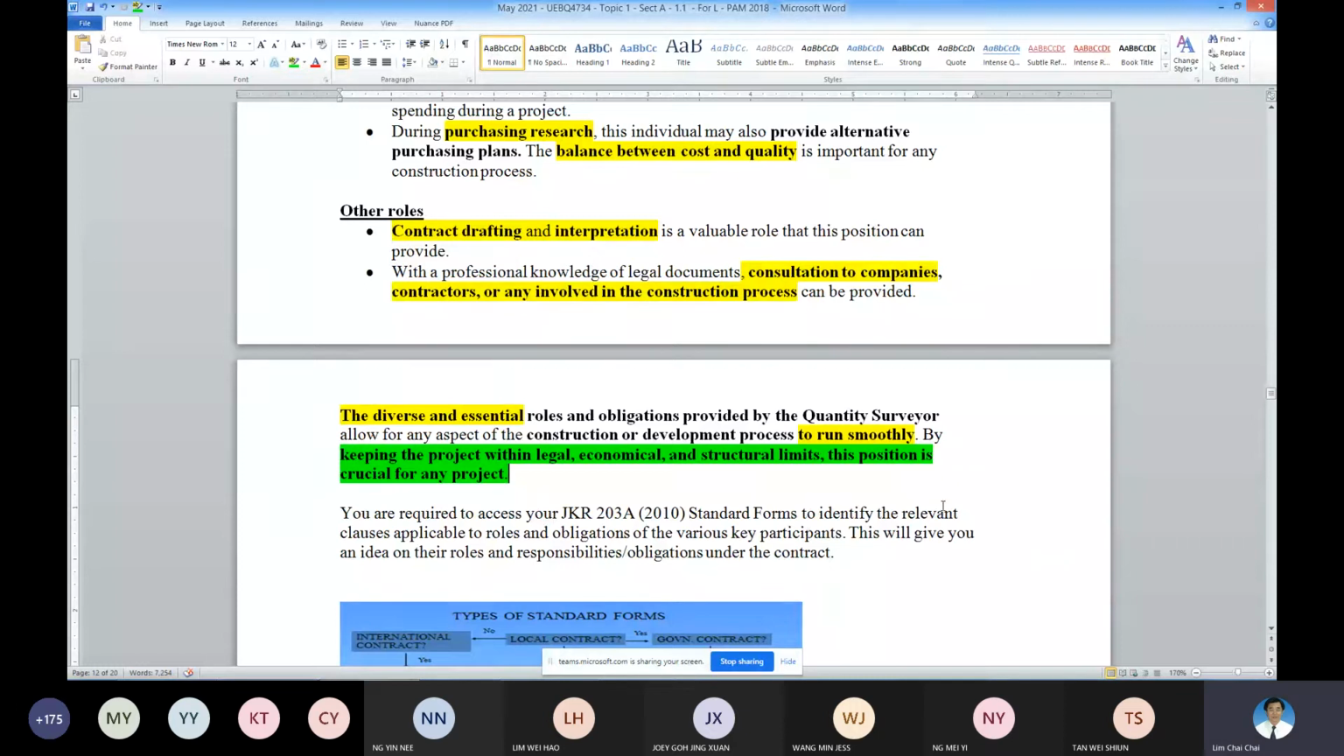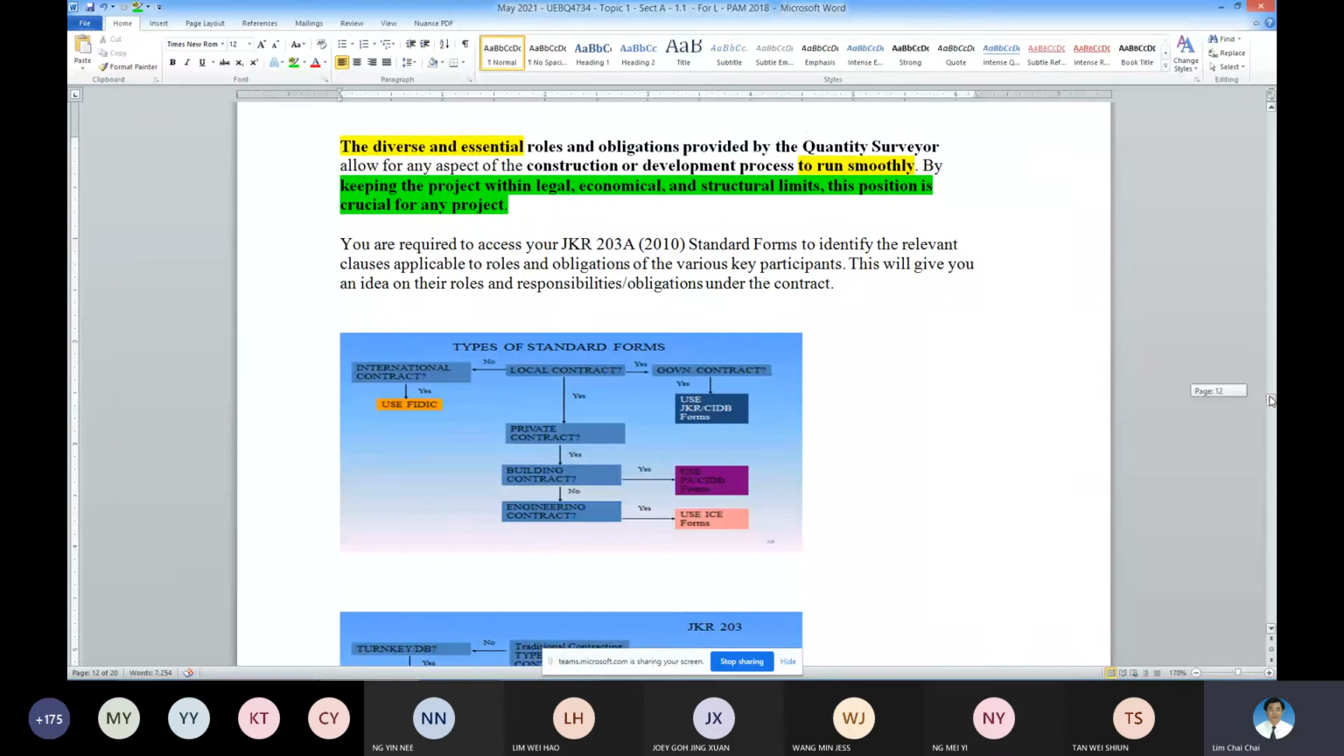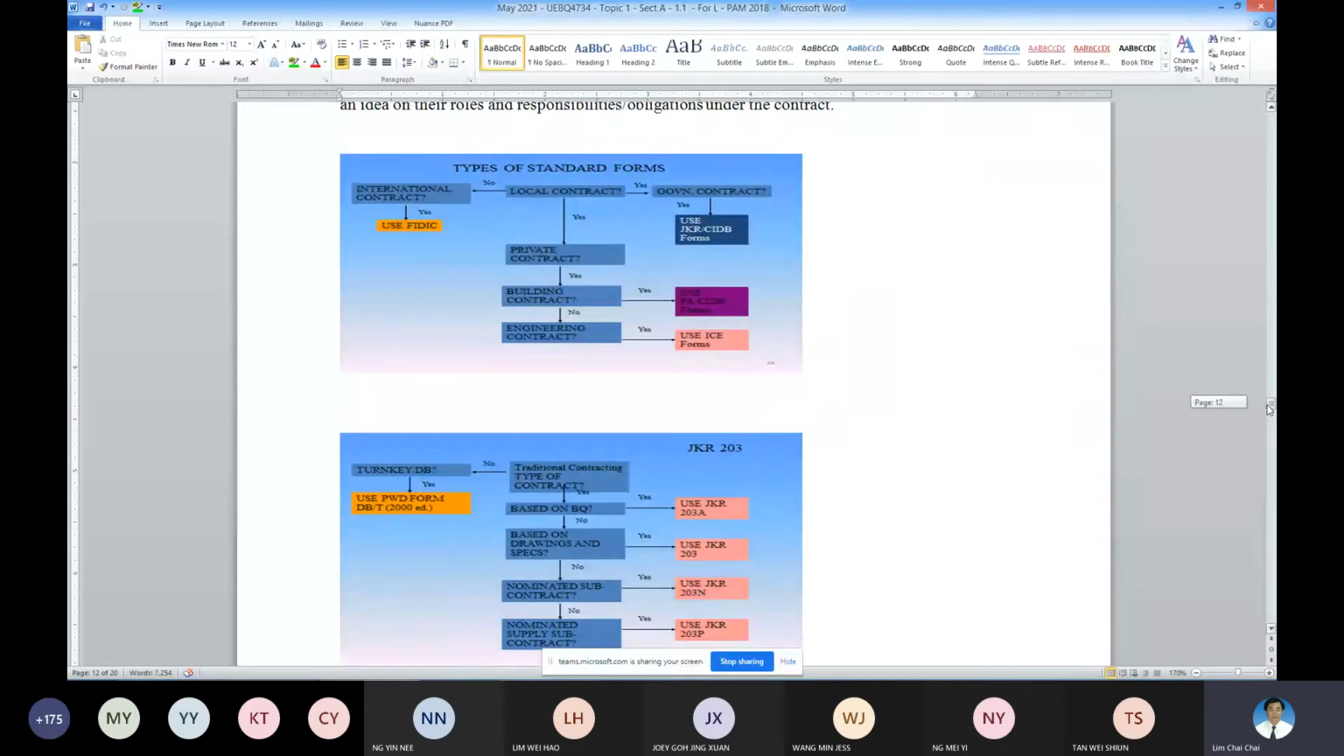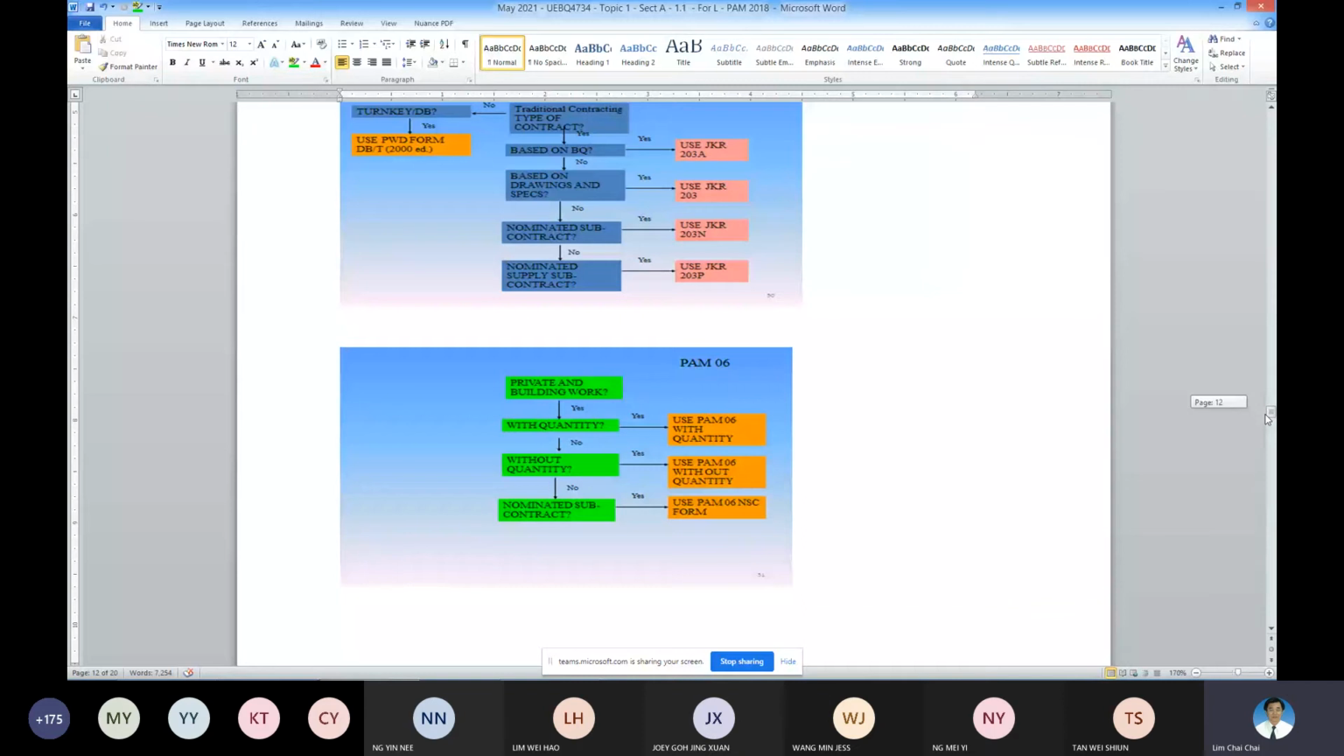Okay, so next we are looking into the various type of the standard form and then how it flows. Okay, so this one is for you to go back and read through on the flow chart on the various type of standard form and when are they used and why are they used. Okay, I won't be going through this diagram because this will tell you when are they used and why are they used.